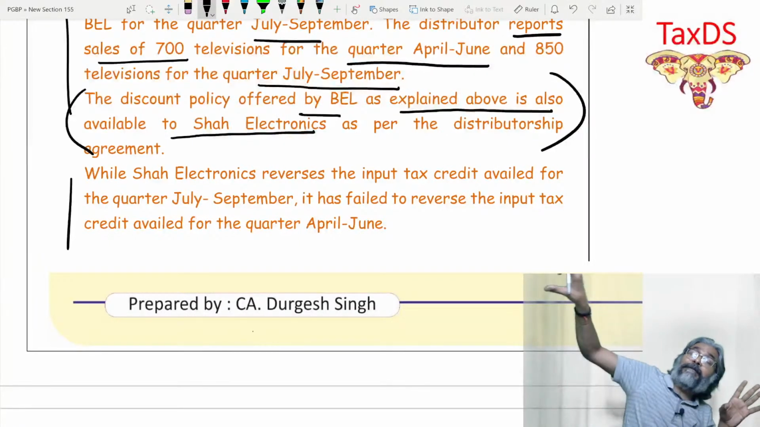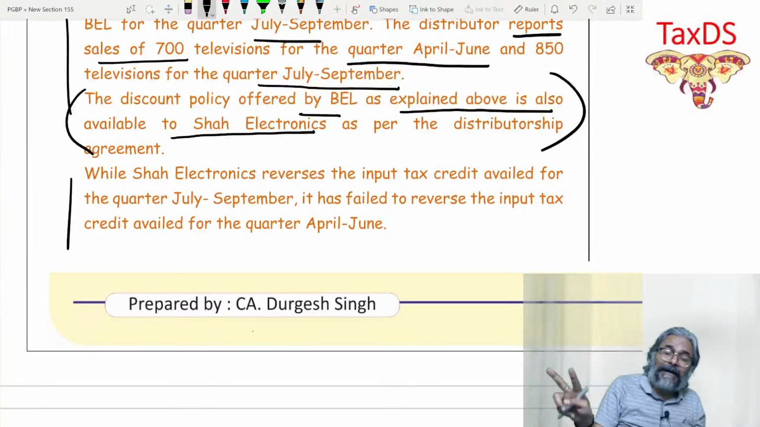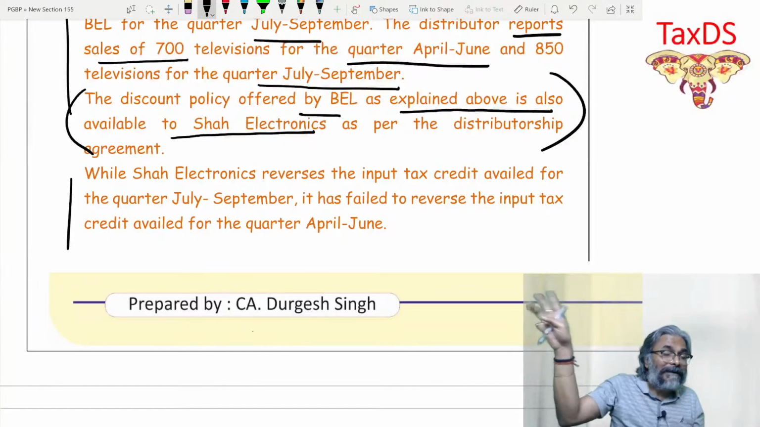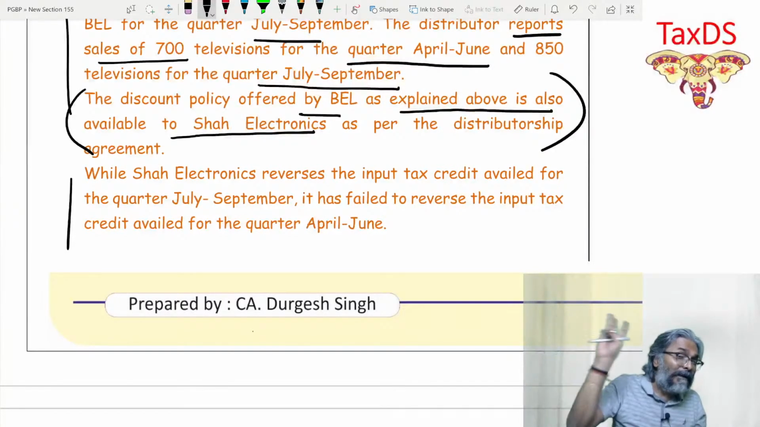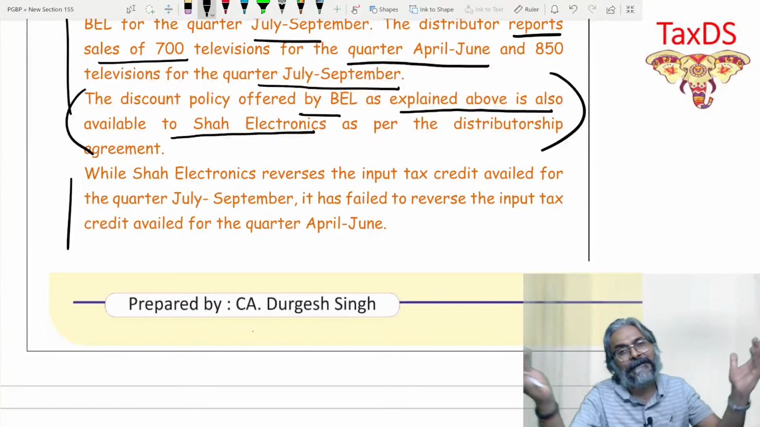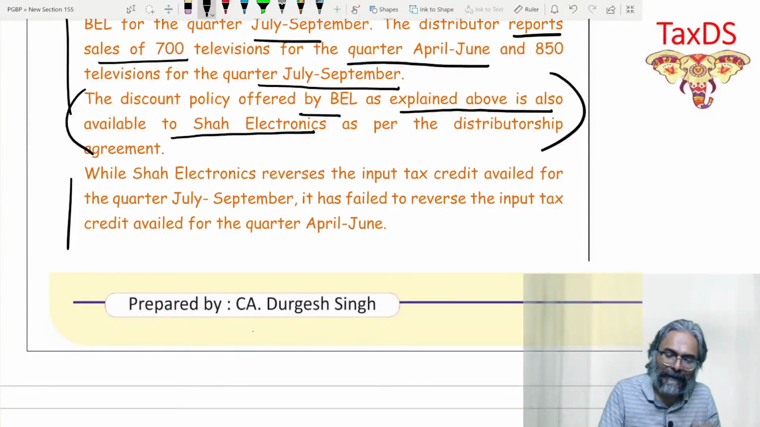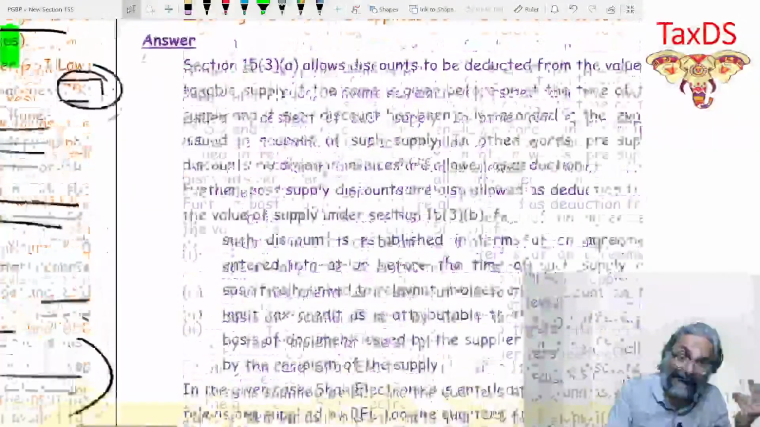What about July to September? July to September would be the list price, thereafter the packing charges. Now, for July to September, will the discount also be available? The answer is yes. I hope all of you are clear with this one. That's exactly the point.